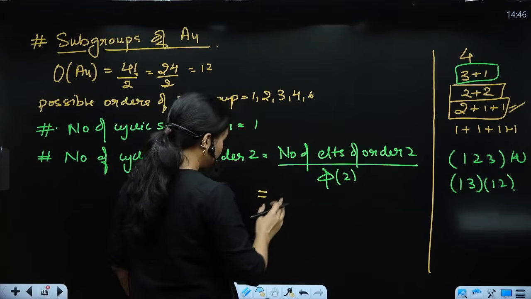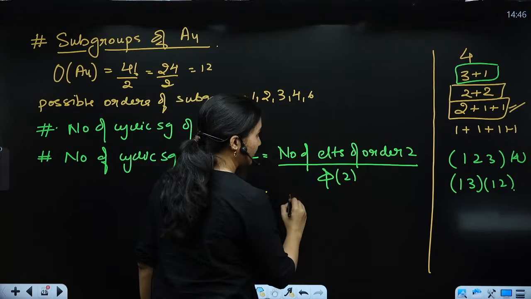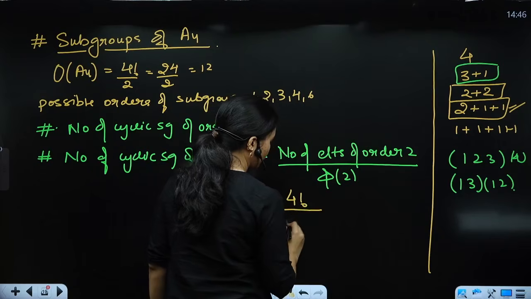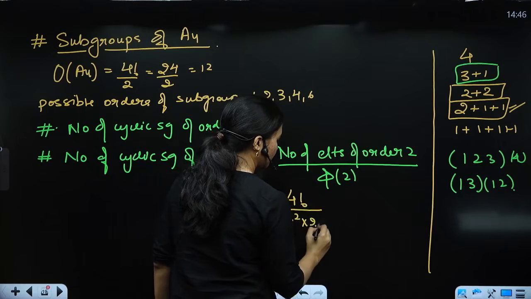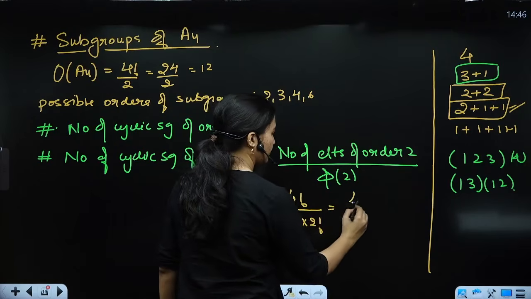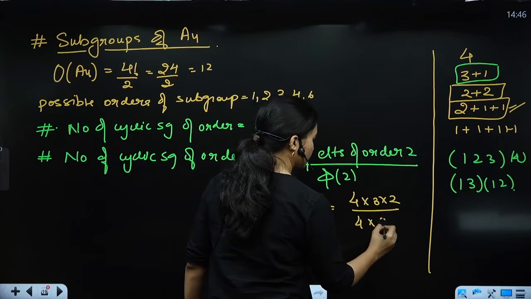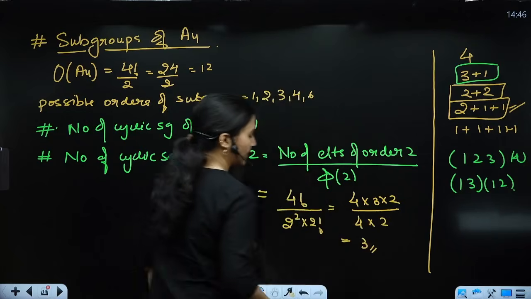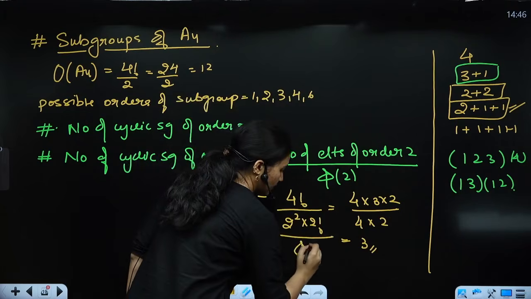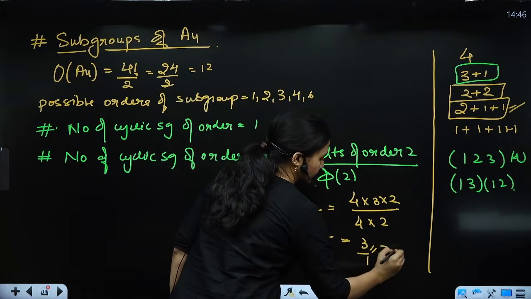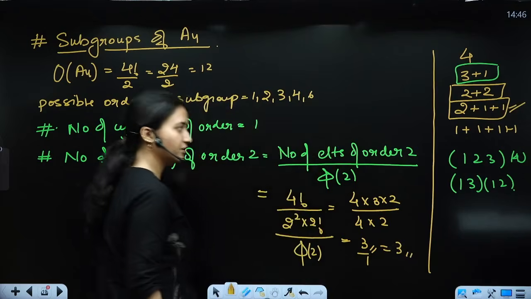Okay, the number of elements of order 2 is going to be 4 factorial upon 2 square into 2 factorial, right? So this is going to be 4 into 3 upon 4 into 2. So there are a total of 3 cyclic subgroups of order 2, right?